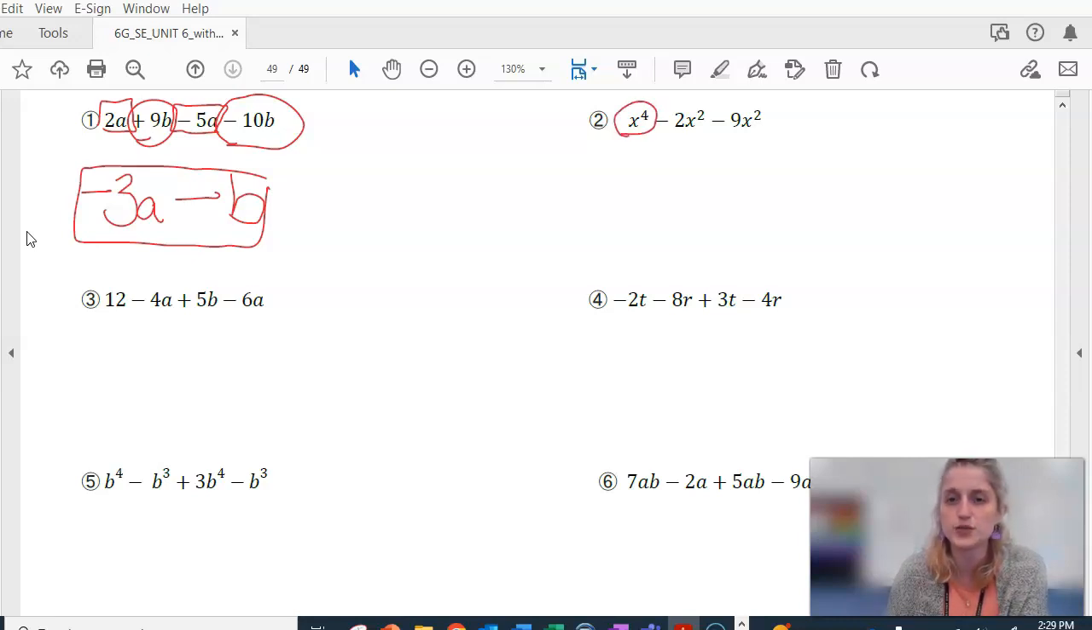Next one, x to the power of 4. I see an x to the power of 2. They're both x's, but they're not the same exponent. One's a 4, one's a 2, so those are not similar. These are both similar. They both have an x to the power of 2.